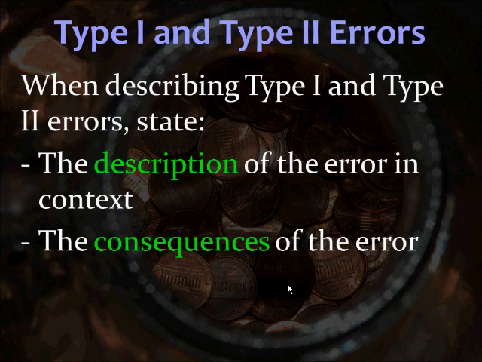When describing type 1 and type 2 errors, state two things. First, the description of the error in context. What does it mean when you have a type 1 or type 2 error? When you fail to reject the null when you shouldn't have, or when you reject the null when you shouldn't have. Secondly, state the consequences of the action. Use the context of the problem and state what real-life consequences may result if type 1 or type 2 errors are made.